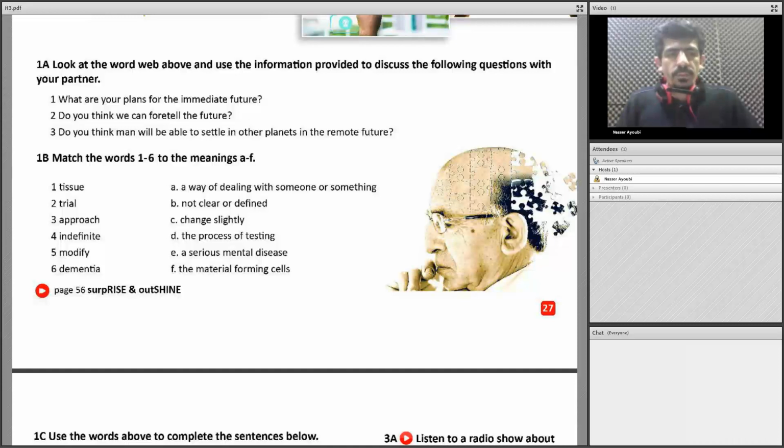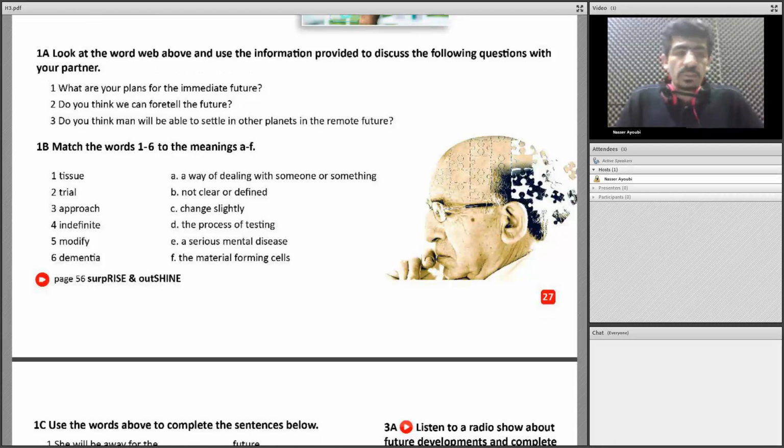Well, number 2, trial. Before talking about trial, for tissue we can say muscle tissues, brain tissues, nerve tissues, lung tissues, etc. For trial, trial can be matched with D, the process of testing. The process of testing to find out whether something works effectively or is safe. For example, clinical trials.